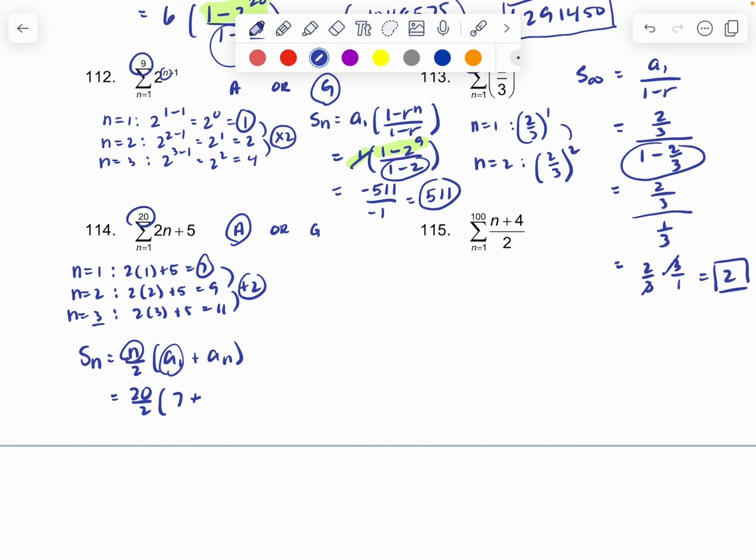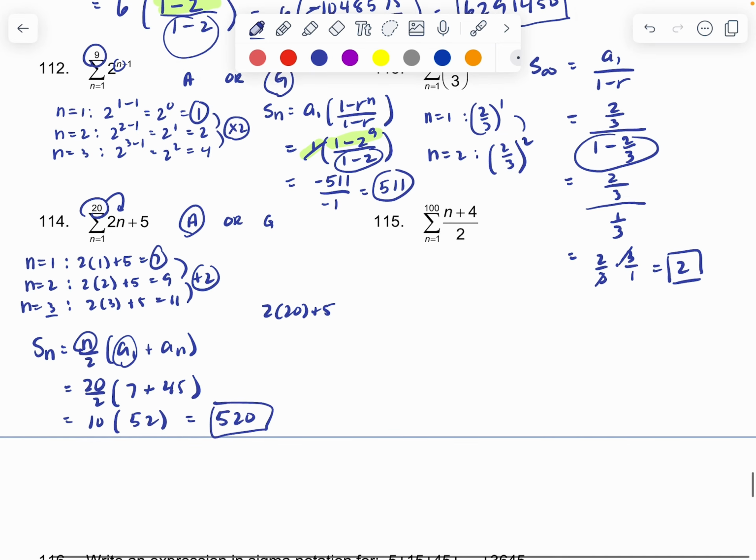I can do it. Okay, I'm going to plug in 20. Actually, let's write it the right way. It's going to be 2 times 20 plus 5, which is 45. Okay, now plugging this in, this is 10 times 7 plus 45, which is 52. Multiplying that, I'm going to get 520.